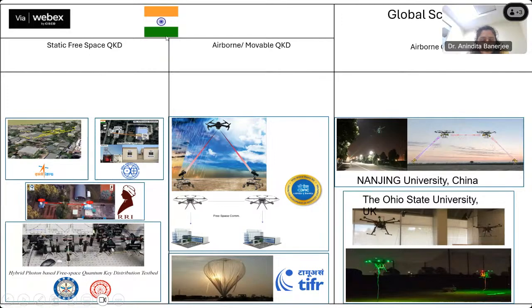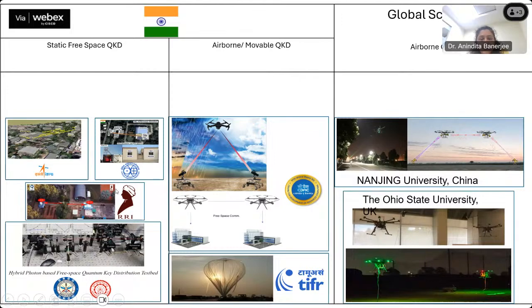If you look at the national scenario, you have free space QKD, which RRI, PRL, and even CDAC have jointly done, a project with PRL on free space and fiber communication. Free space again RRI, and you can see a hybrid photon based free space QKD test bed here. DRDO has also worked on it. Now look at the movable satellite QKD. Satellite QKD I have not covered here, but anyway, ISRO is also working on that.